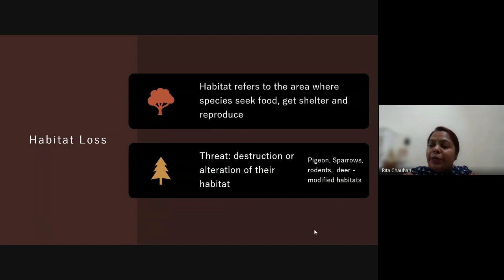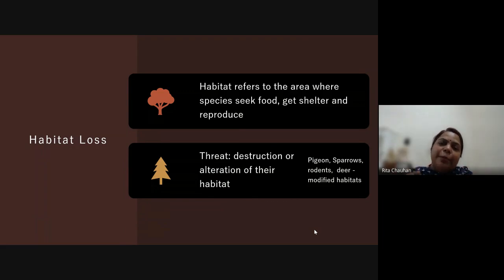So for a bird, it could be a tree. So trees should be there. There they can have their nest, and there they can reproduce. Similarly, animals should also have places to survive. They should have a place where they get food, they get shelter, and they reproduce.